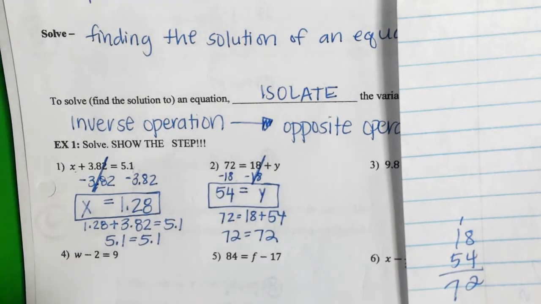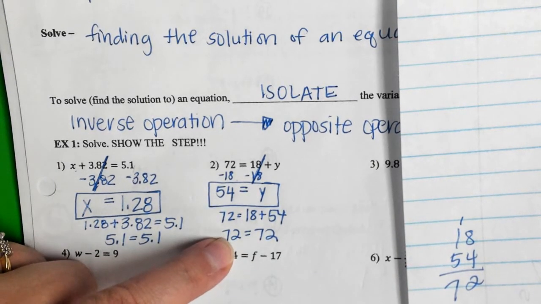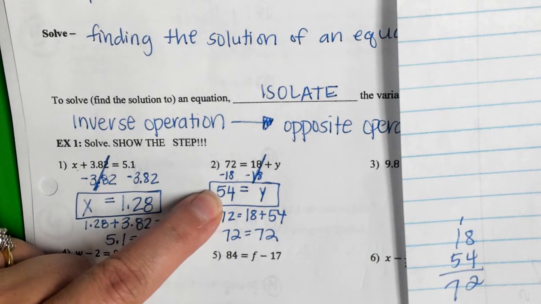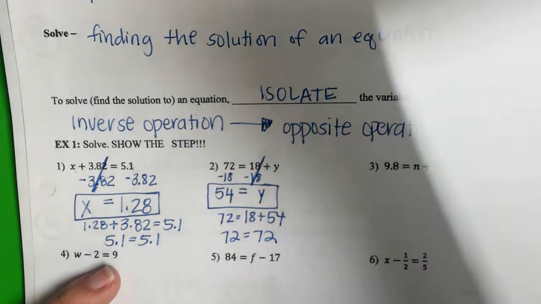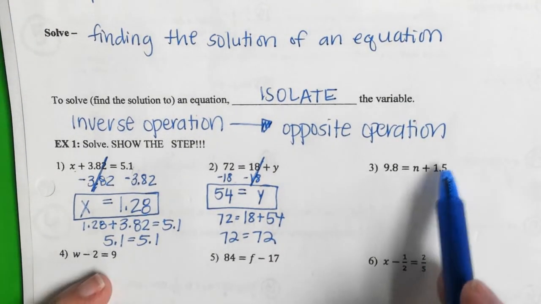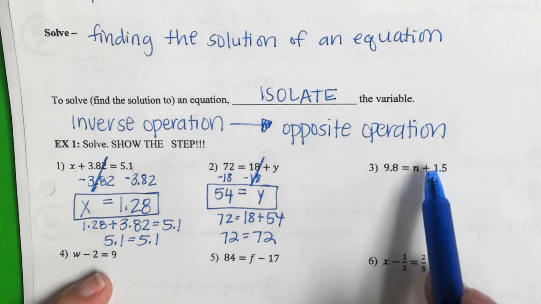By checking it, you should know every time if your answer is correct. Because what happens if I don't get the same number here? This one's wrong. I need to go back and check. So with number 3, you would want to get rid of the 1.5. You want to get rid of whatever is with your variable.